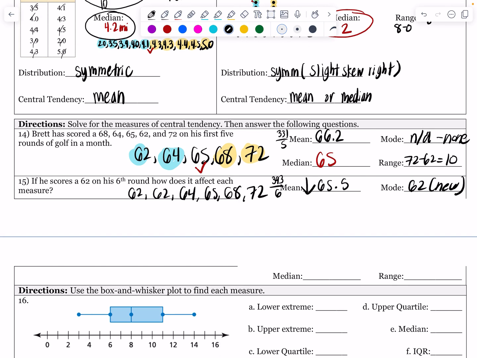What is my median now? Well, my median is going to be, I've got 1, 2, 3 lower scores, 1, 2, 3 higher scores. And so when I find the average of 64 and 65, that gives me a 64.5. So it does decrease, doesn't decrease a ton. That does bring it down a little bit. And what is my range going to do? My range on this problem is actually going to be the same because 72 minus 62, that new score, is still going to give me a range of 10 shots.